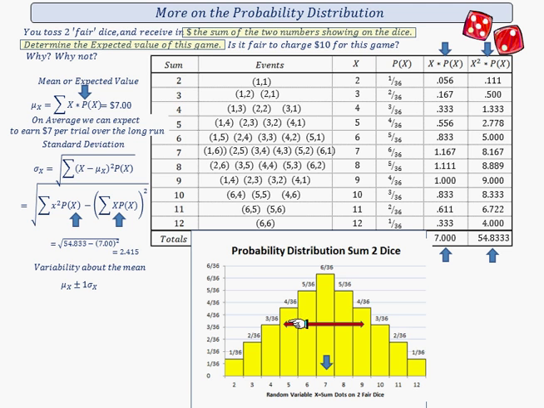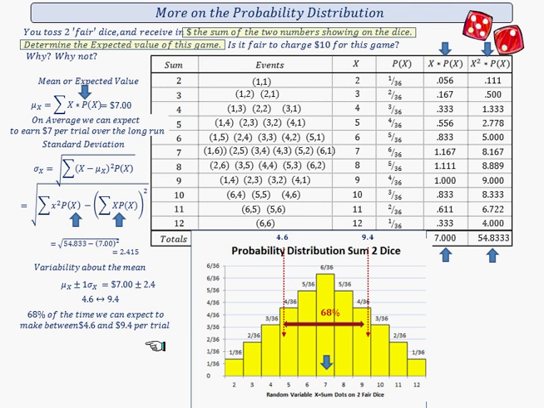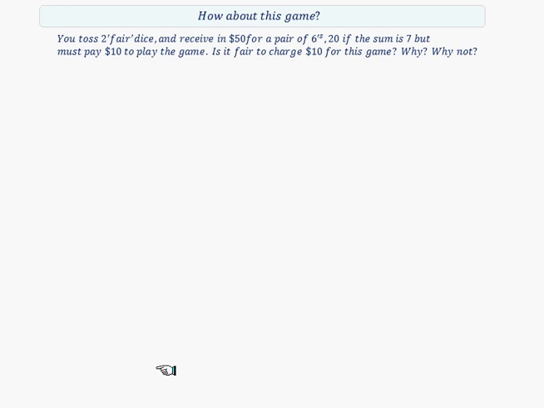And we're going to compute the boundaries of this red arrow here. 7 plus or minus 2.4. That's 4.6 to 9.4. Here they come on the screen here now. So we're saying about 68% of the time we can expect to make a value between 4.6 and 9.4 dollars. And so those are the statistics involved, and a reasonable price to pay is $7.50 or around there.